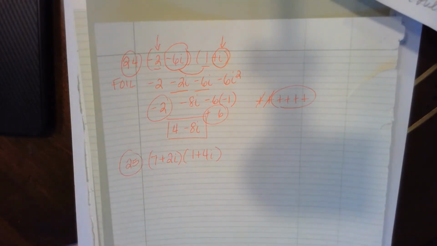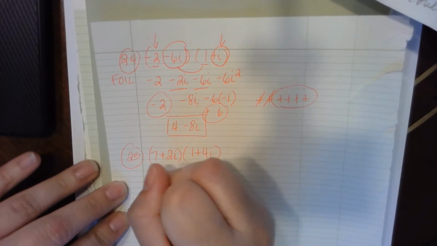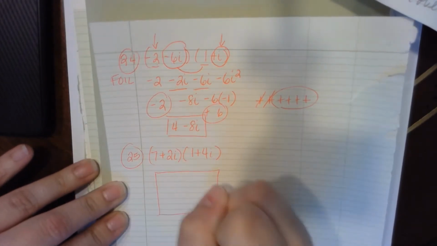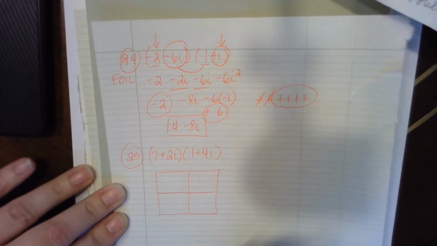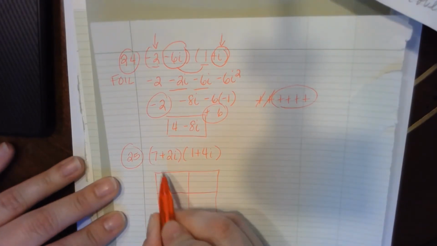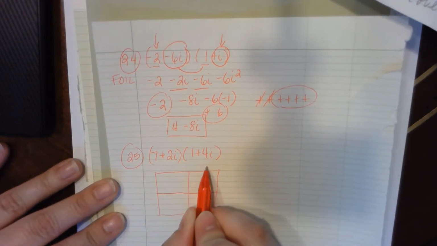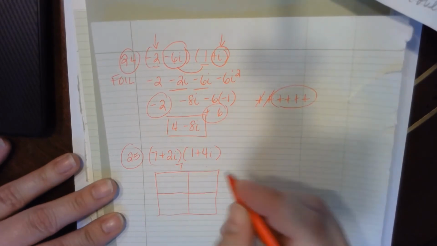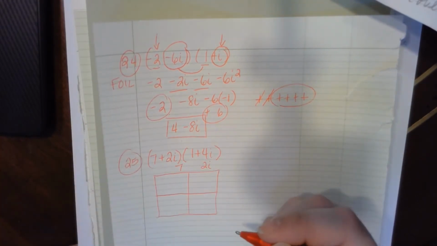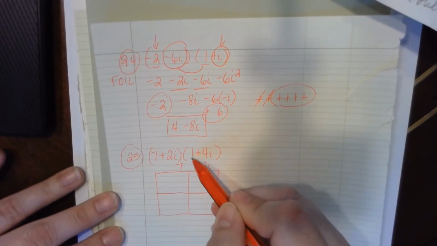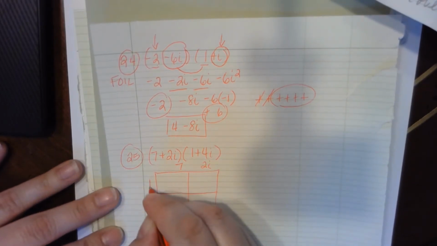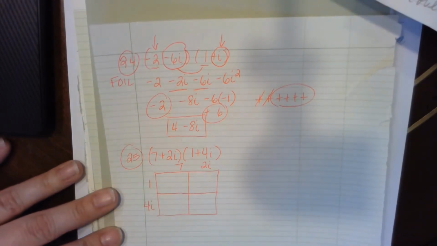Okay, and I really like the FOIL method better. I'm just going to do the box method again, just in case it kind of makes sense to you, okay? So again, I'm going to take my 7 and my 2i, and I'm going to put them on top separately. So I've got positive 7, positive 2i. And then I have 1 plus 4i, so I've got 1 and a positive 4i.